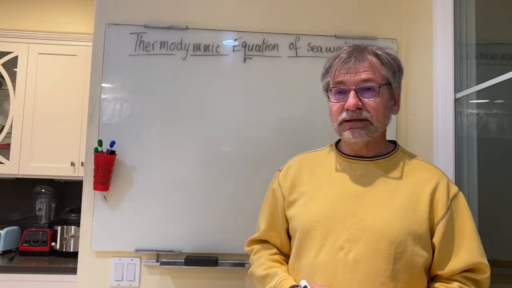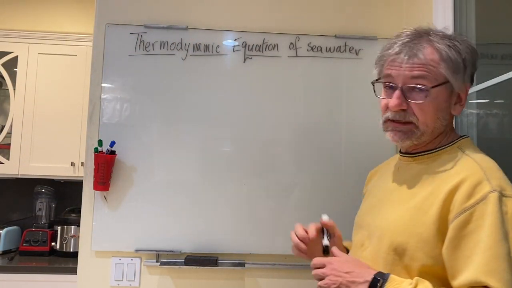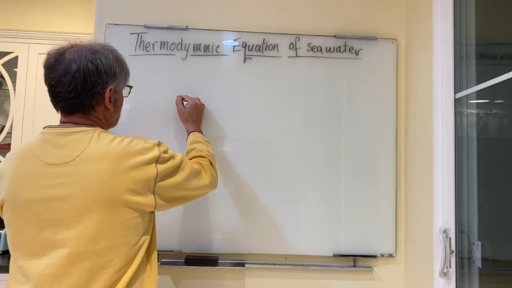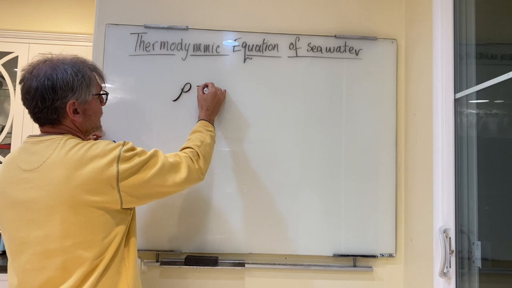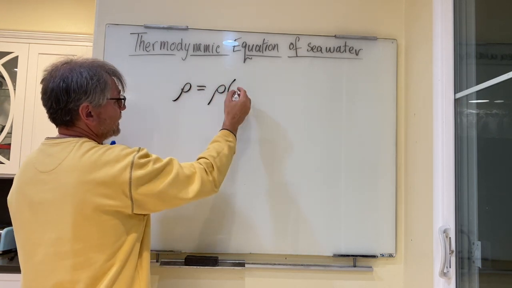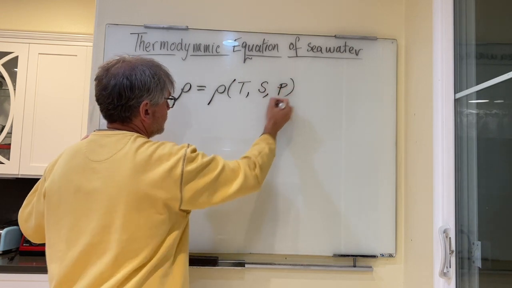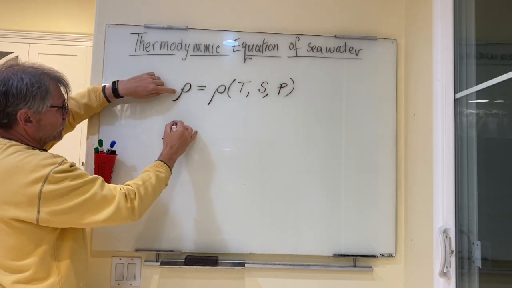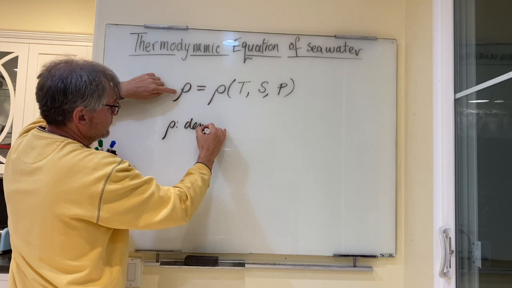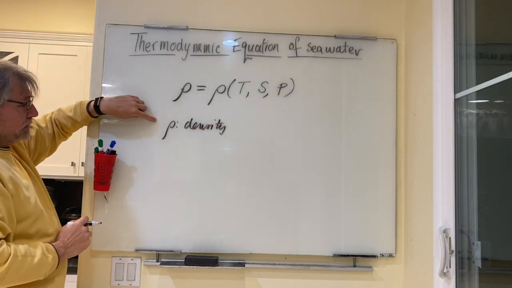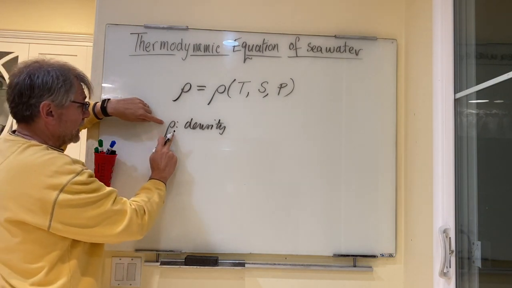All right, so we want to talk about the thermodynamic equation for seawater, and the reason we care about that is we would like to be able to know what the density of seawater is as a function of variables we can measure in the ocean, namely temperature, salinity, and pressure. So in this equation here, rho is the density, and remember the density is the amount of mass per unit volume.